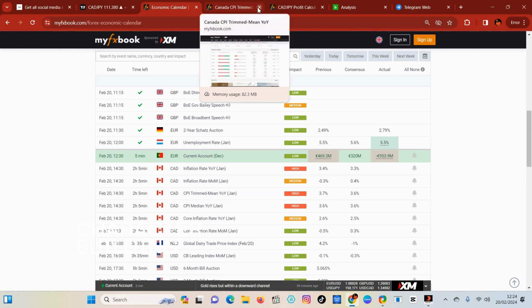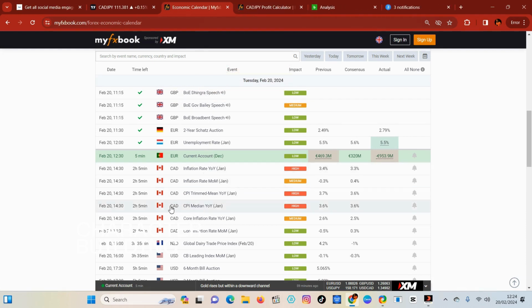The first thing you need to do is, this is how I trade news. I trade news with my forex broker. That is where I check my news. There are thousands and thousands of websites to check news, but I check news with my forexbook.com.